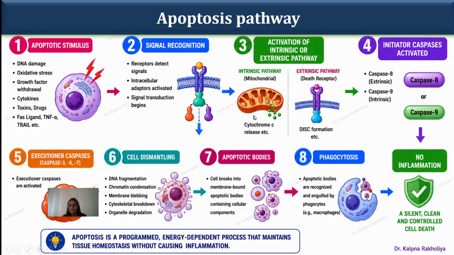So whether the intrinsic pathway or the extrinsic pathway runs, ultimately both pathways come together to perform the activation of the executioner caspases like 3, 6, 7. This activates cell dismantling, in which DNA fragmentation, chromatin condensation, membrane blebbing, cytoskeleton breakdown, and organelle degradation occur, and the cell is converted into small apoptotic bodies. These apoptotic bodies are engulfed by macrophages through phagocytosis, and ultimately no inflammation occurs. This is a silent, clean, and controlled cell death.